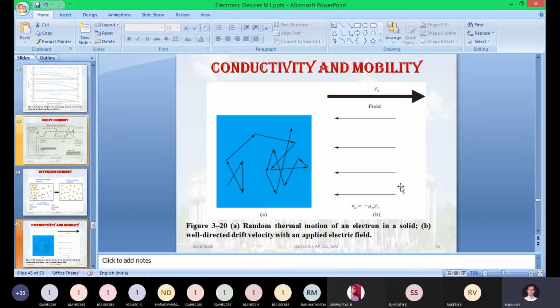Impurity scattering means, while an electron is moving in its path, the hole attracts the electron or diverts the movement of the electron. That kind of scattering we call impurity scattering. When you change the temperature, the lattice starts vibrating. Due to the vibration of the lattice, the lattice scattering increases. Whether it is due to impurity scattering or lattice scattering, a collision will happen.